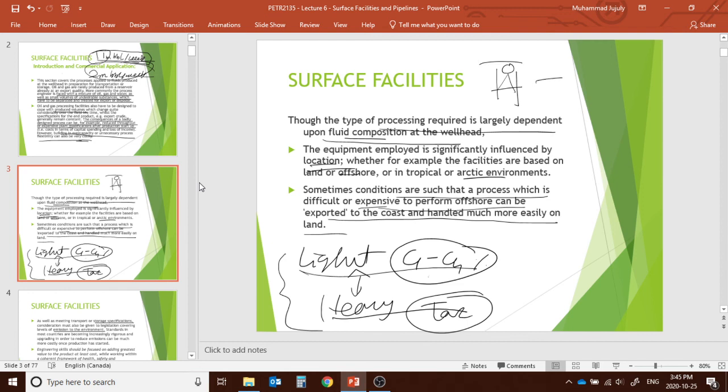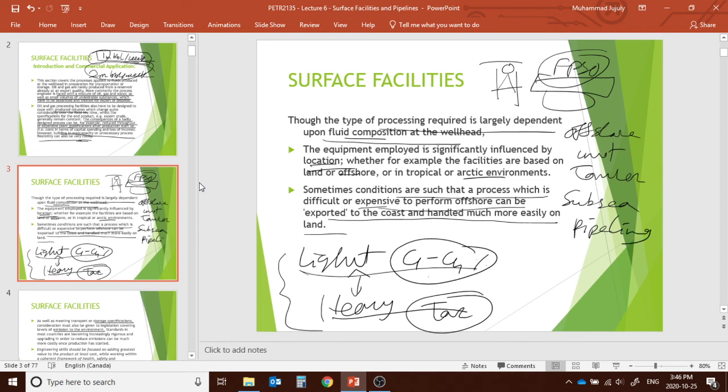For instance, if your process facility is in an offshore area, you need an FPSO, or different types of offshore units, and tankers, or subsea pipelines. But if it's onshore, then you don't need these special considerations. You don't need a tanker, a subsea pipeline, or an FPSO. That's why offshore operation requires very special consideration. Again, if you drill in an Arctic environment, you have to think about the winterization of your process industry.